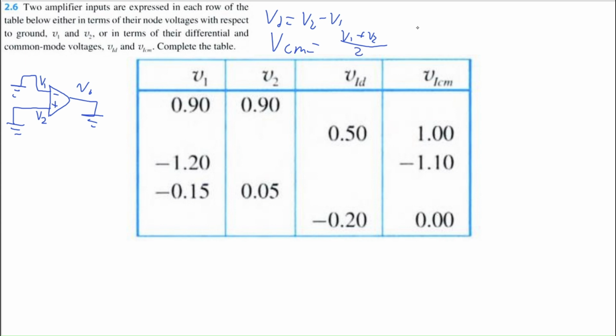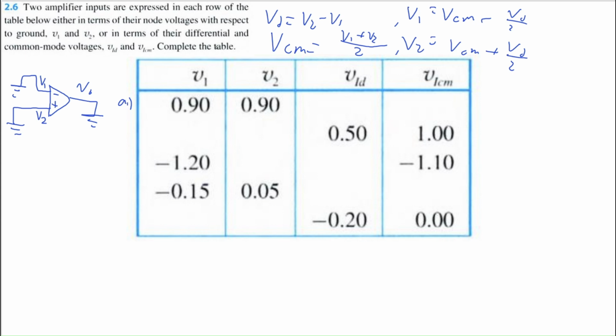And if we know VD and VCM, we can actually find V1 and V2. V1 is equal to VCM minus VD divided by 2, whereas V2 is VCM plus VD divided by 2.